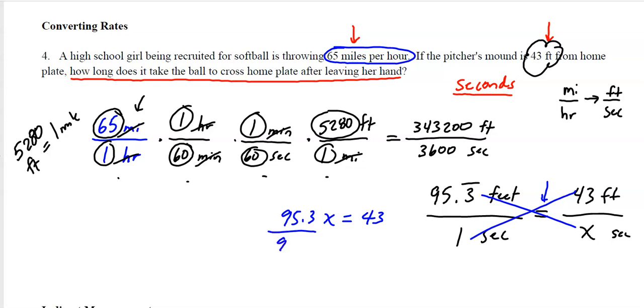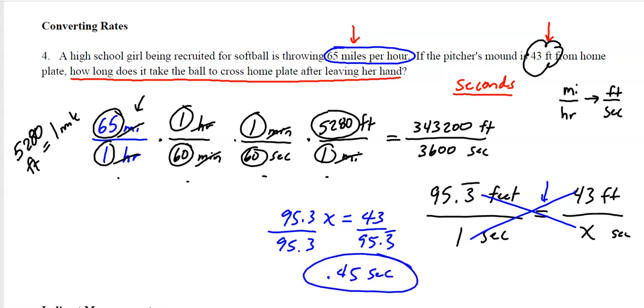And divide the 2 out. And you might have just realized intuitively that this was going to be a division problem. And that's okay too. So let's divide it out. 43 divided by 95.3 is 0.45 seconds.